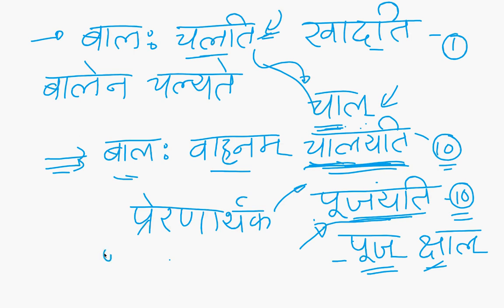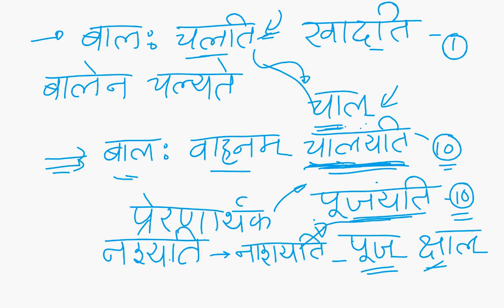So that is for the bhadigana. Similarly, nashyati: andhakaraha nashyati, but in its preranarthaka form we have nashayati. Nashayati means he destroys something. Andhakara nashyati, here nashyati is akarmaka, like chalati only.